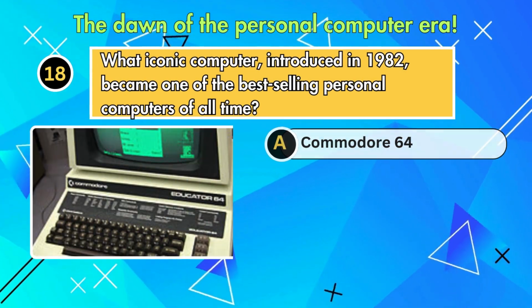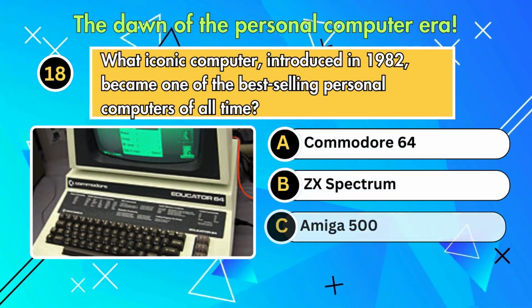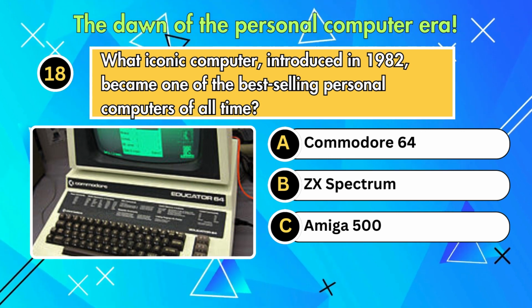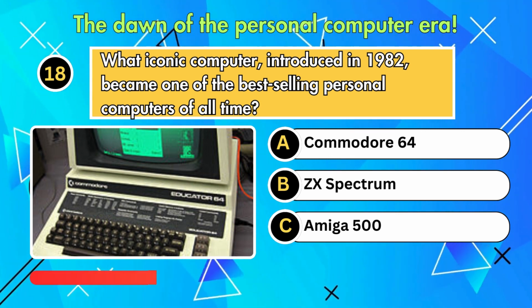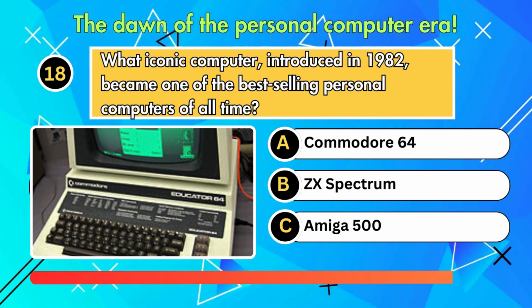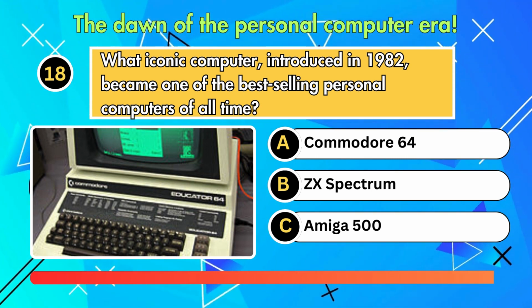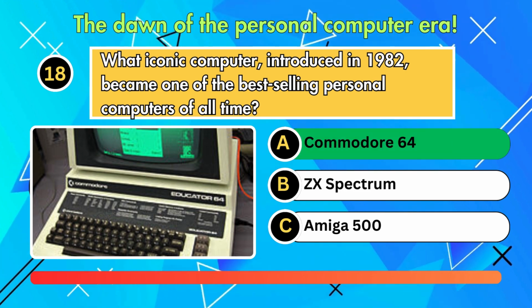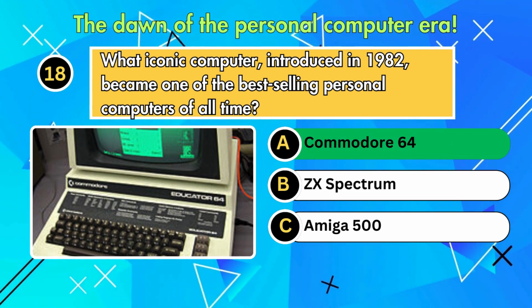What iconic computer, introduced in 1982, became one of the best-selling personal computers of all time? Option 1, Commodore 64. Option 2, ZX Spectrum. Option 3, Amiga 500.